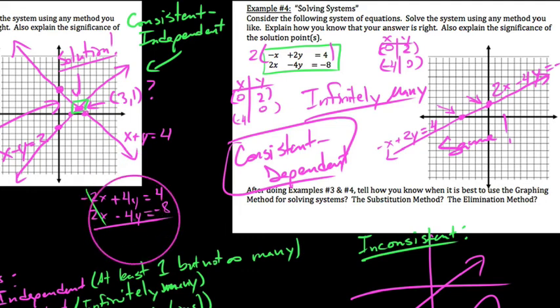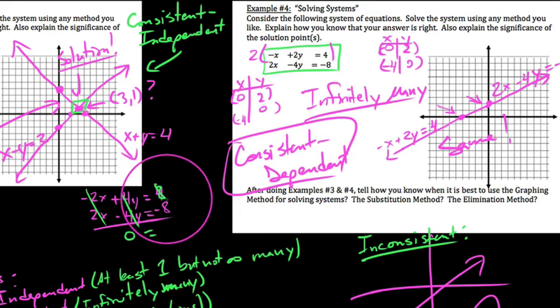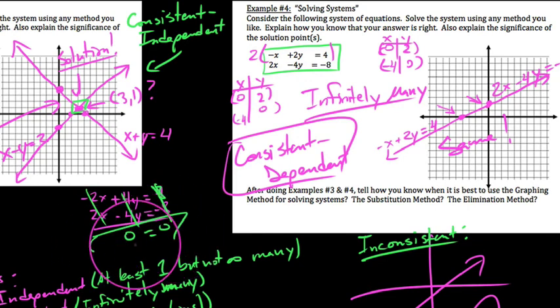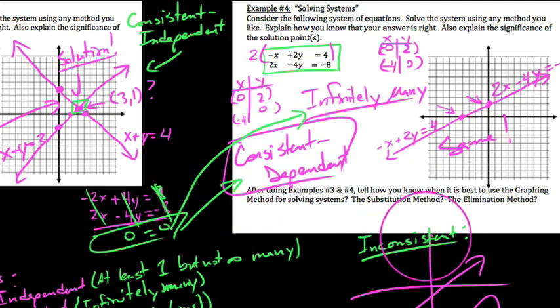And adding these together, you can see that the whole left side cancels out and the whole right side cancels out too, and I get this. So whenever you have two equations that cancel out perfectly, this is a good indication that you have a consistent dependent system and that it has infinitely many solutions. Inconsistent systems give you statements like this. We say 0 equals 7, which is a false statement.